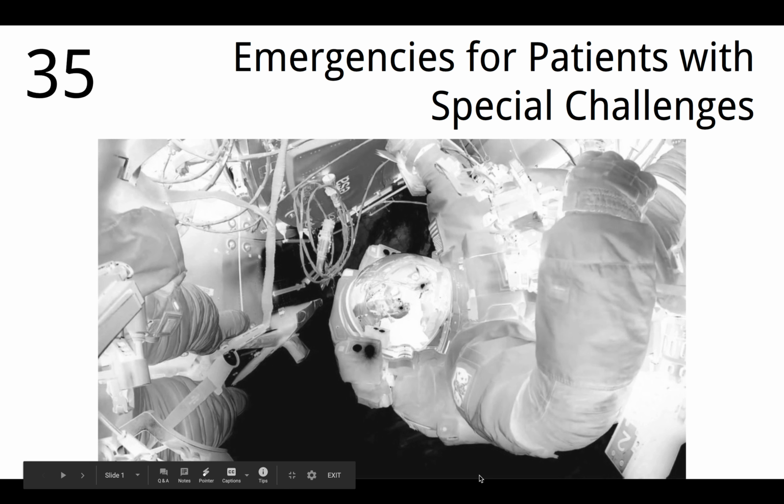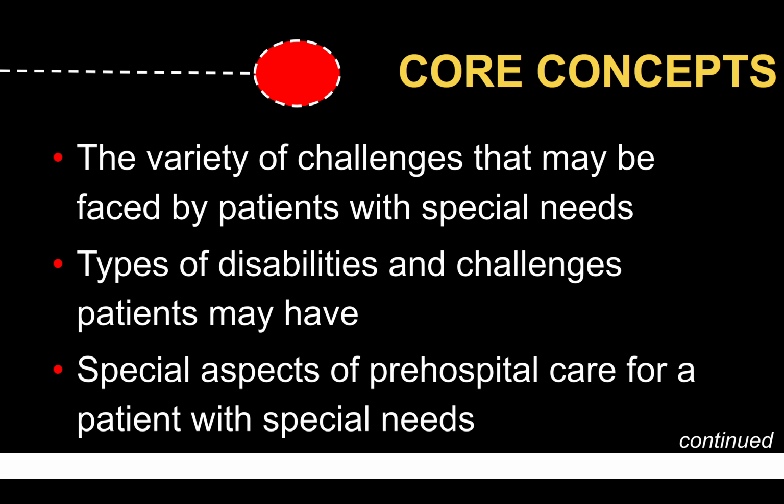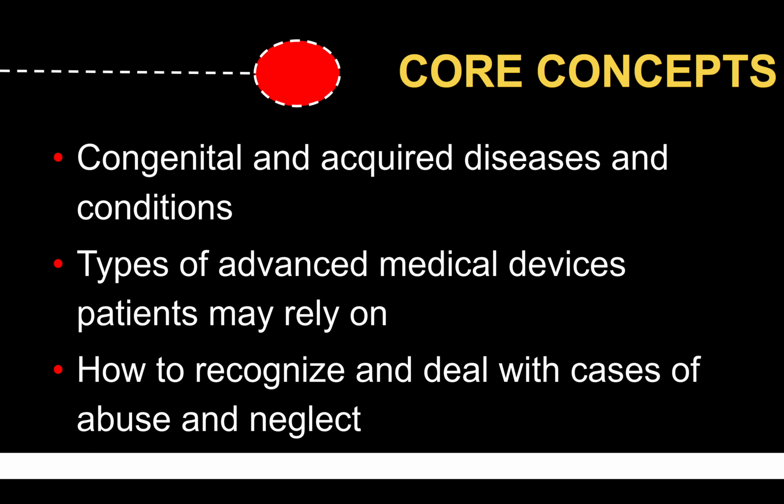Okay, this is Chapter 35, Emergencies for Patients with Special Challenges. So we're going to talk about a variety of different challenges that might be faced by patients. We're going to talk about types of disabilities. We'll talk about how that affects pre-hospital care for these patients. We'll talk a little bit about some specific congenital and acquired diseases. We'll talk about some advanced medical devices, and we'll talk about abuse and neglect.